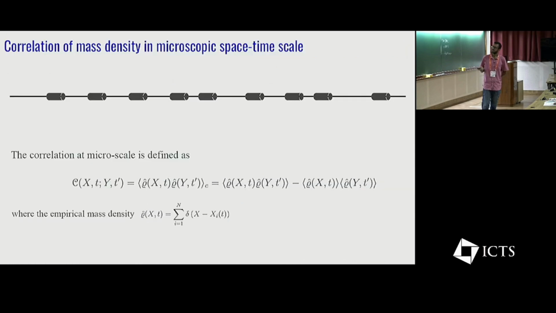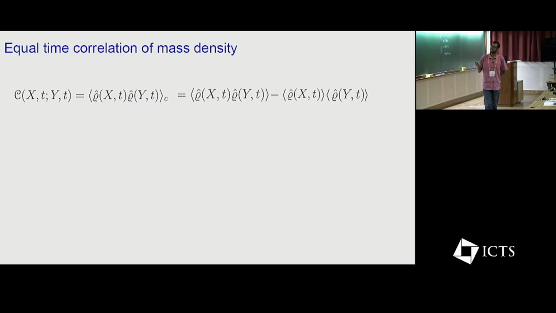Now with all this setup, we first focus on computing the correlation of the mass density in the microscopic space-time scale, where the correlation can be defined like that. It's a difference between these two moments minus these individual averages, where we write the empirical mass density like that. Now, first at equal time, this quantity is proportional to the joint probability distribution that at time t, one dot be at x and another dot be at y.